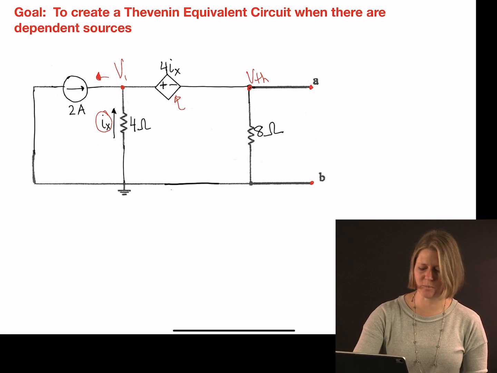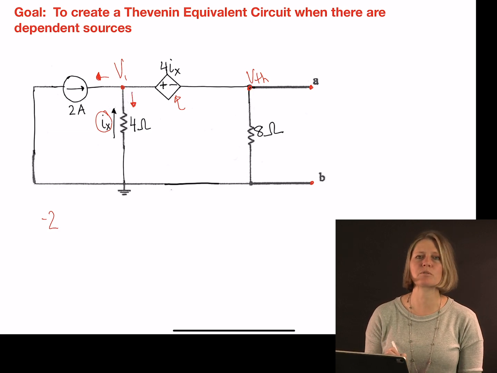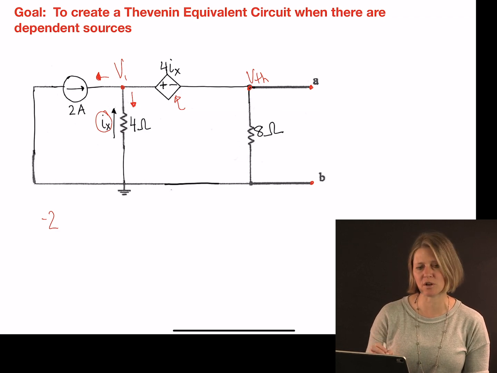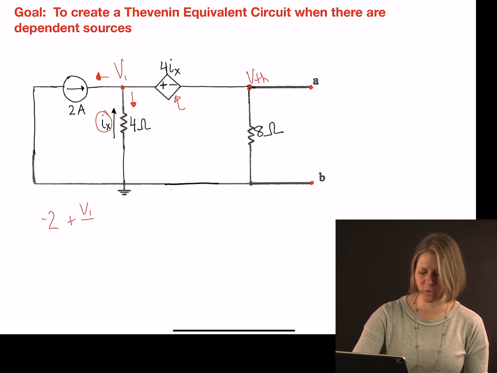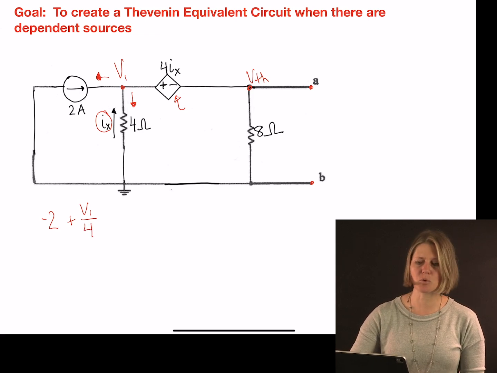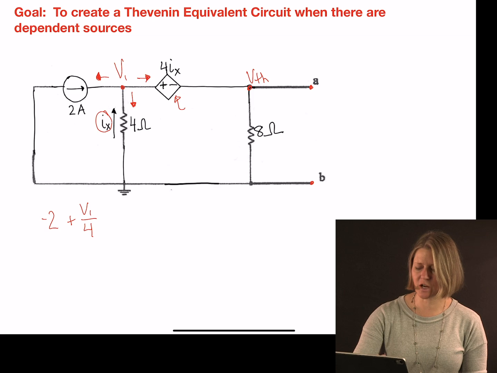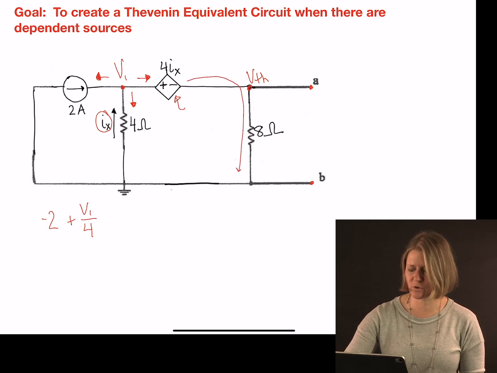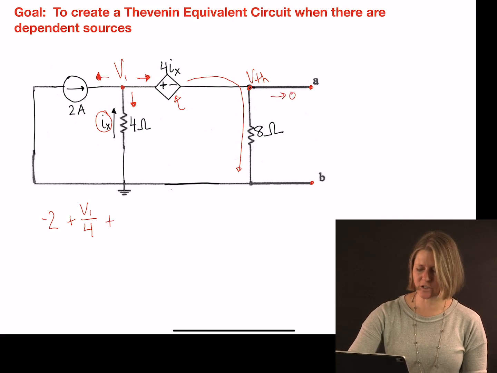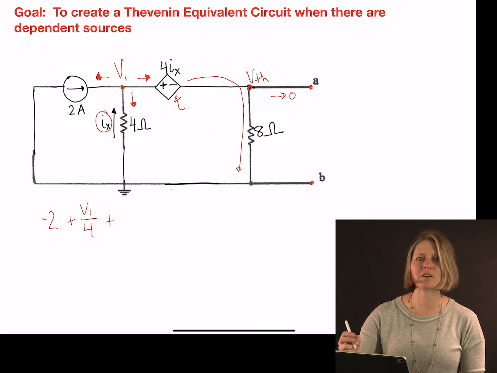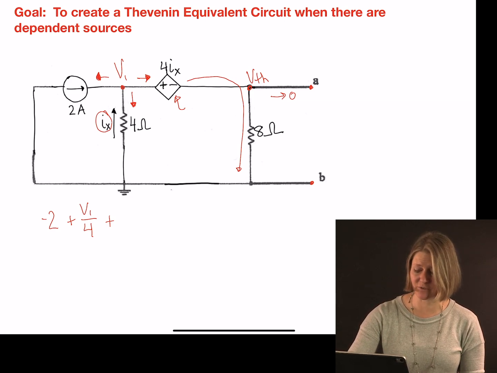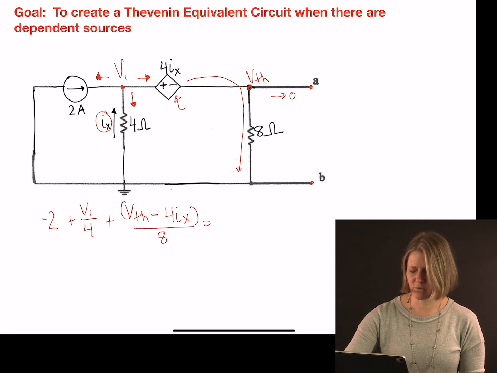In this branch, I have a minus 2. In this branch, I have a minus Ix, but I want to use everything with V1 in it, so I only have one equation with one unknown. So I write that in terms of V1, which will be V1 over 4. And then this current, notice it goes all the way through that 8 ohm because there's no current going out here. And again, I don't want to include VTH because then I have another unknown variable and it's going to be more difficult to solve. So VTH minus 4Ix all over 8 equals 0.